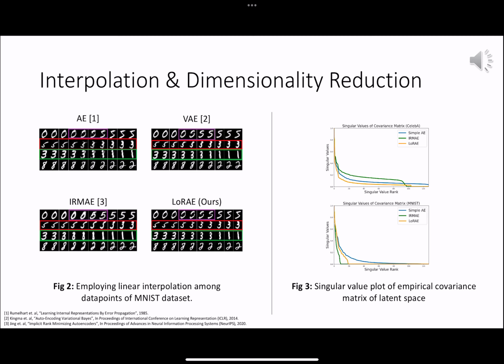In Figure 3, we compare these transitions with those from a baseline autoencoder, a variational autoencoder, and an implicit rank minimizing autoencoder. It's evident that our model yields smoother transitions compared to these other models.